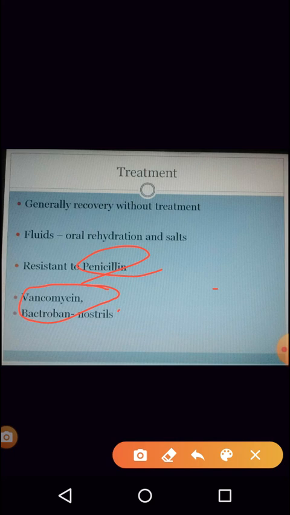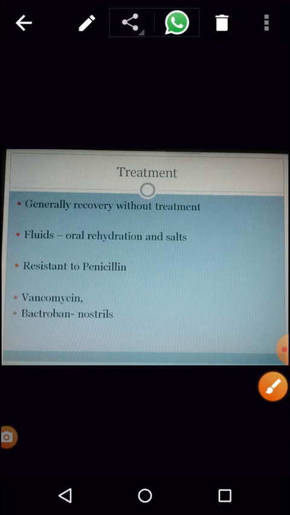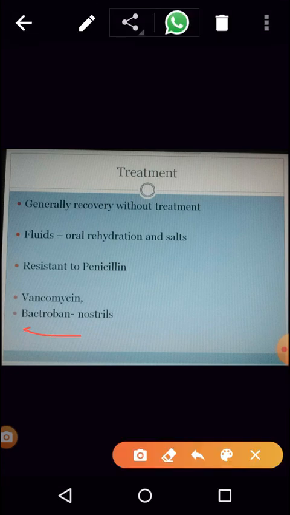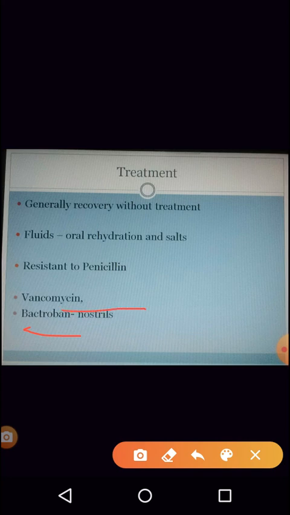Now if the person is carrying this organism, 2 to 3 drops of Bactroban could be inserted into the nostrils. That is for the carriers, not after the infection, not after the person has got the food infection. Bactroban is not for food infection. Bactroban is for the person who is carrying the organism in his nostril. It is a topical drop which could be added into the nostrils thrice a day, so that he minimizes the spread, so that he doesn't spread the disease.